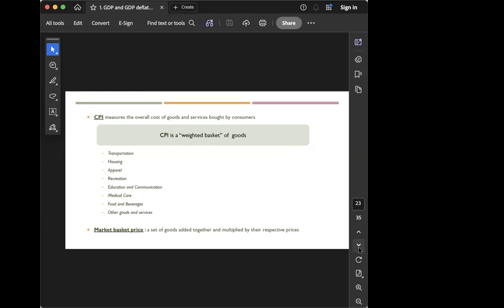For example, housing usually takes a large part of household spending, right? That's how I feel. So it has a large weight in CPI, and these different weights will be adjusted. The market basket price is calculated by taking each good's price, multiplying it by its quantity, and adding everything together.